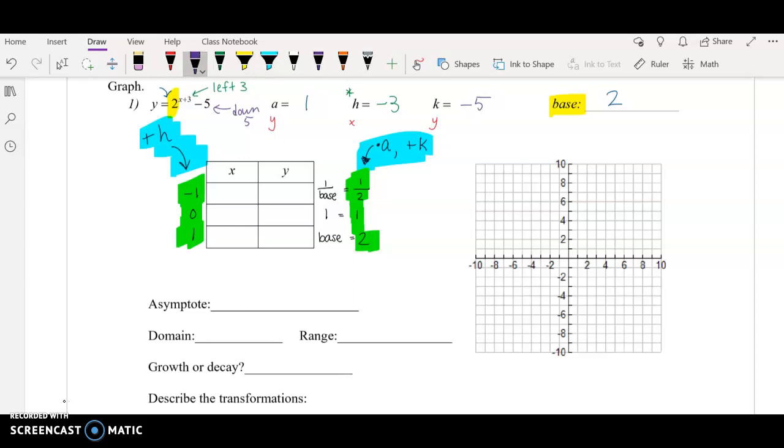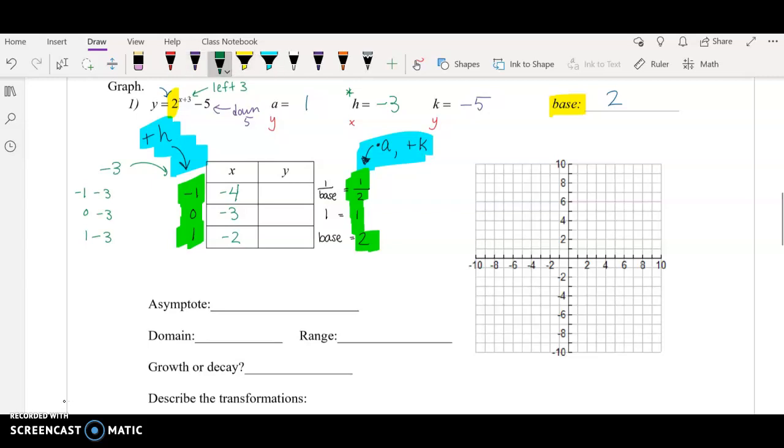So let's see what this looks like for this problem. For this one, my h was -3, so I'm going to take each of my x values and subtract 3. If you're a visual person, we're doing -1 minus 3. When we get our answer to that, that's going to be our new x value. So we're going to do 0 minus 3 and 1 minus 3. These are our new x values. They're going to be the ones that we want to actually graph.